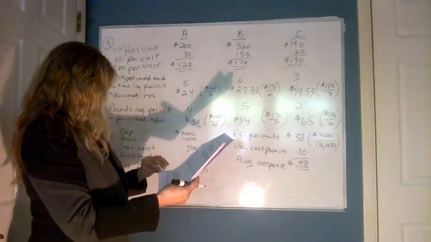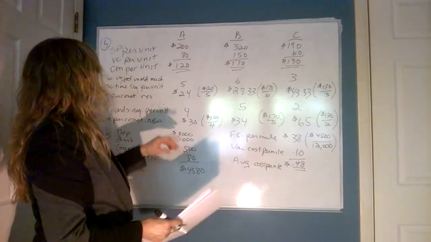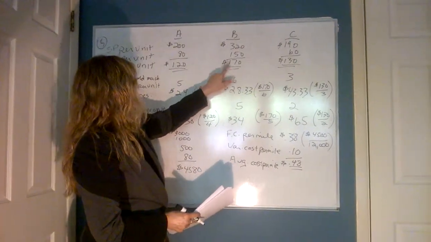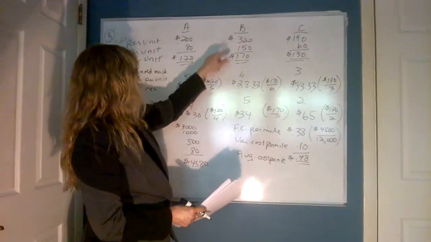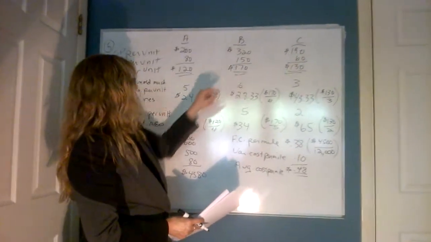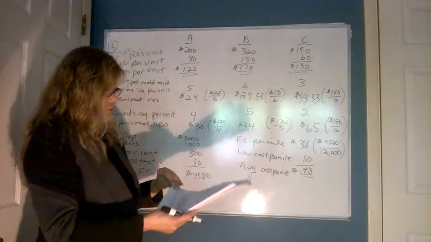The last question is which product has the largest unit contribution margin? And if you look, it is B. So here they're just looking for unit contribution margin. B at 170 is higher than C's 130 and A's 120.